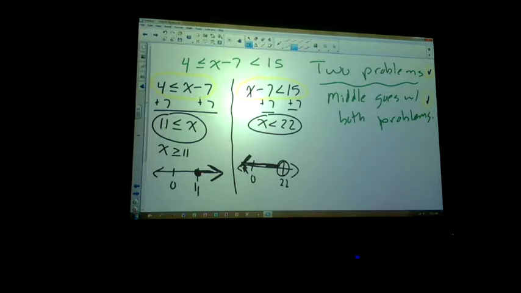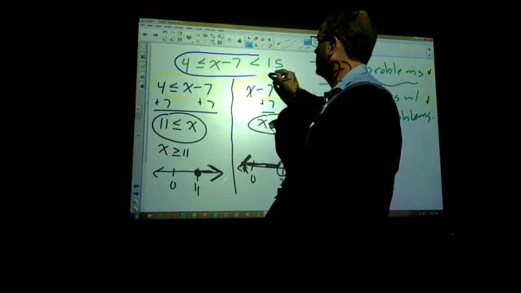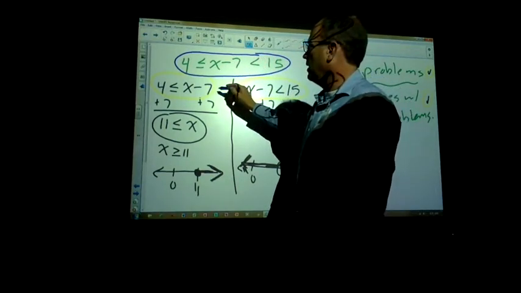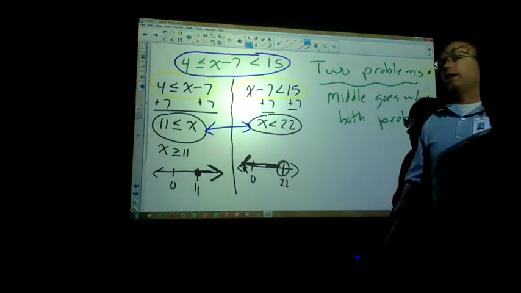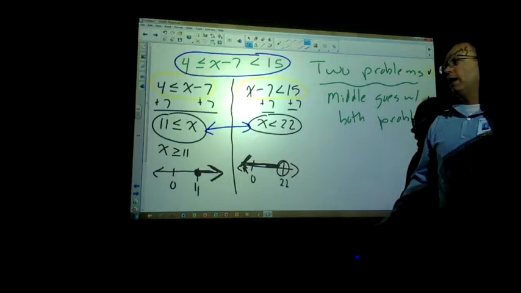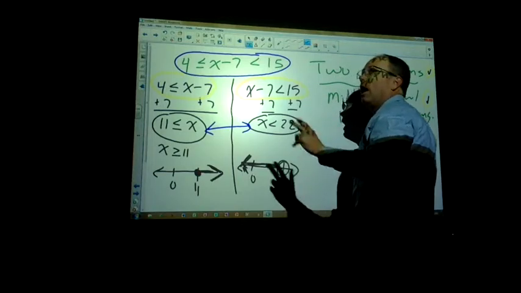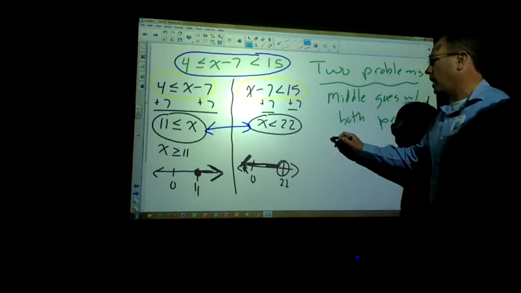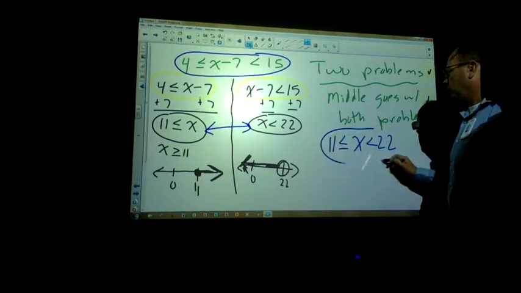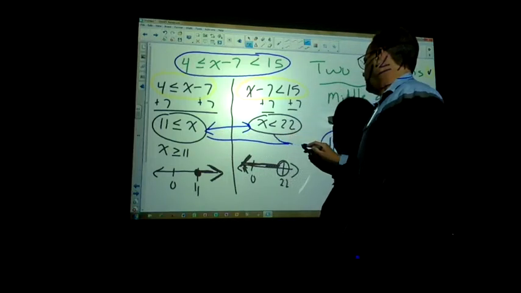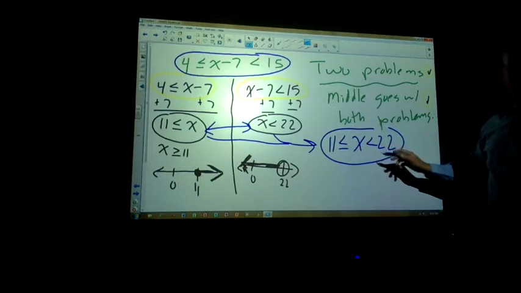Let's see. This started out to look like this. You guys ready for this? I'm going to now put these back together as I had circled them. Ready? Notice, I have an 11, I have a 22. What do these both share? X. So if I put these back together, I get 11 is less than or equal to x, which is less than 22. So all I did is I just put these back together to see how this started. I put it back together to look like that.